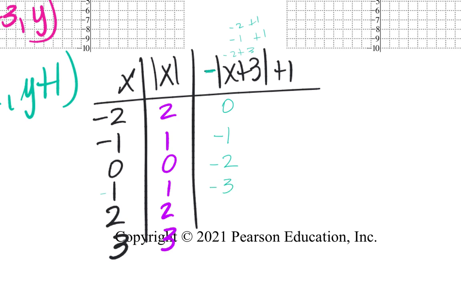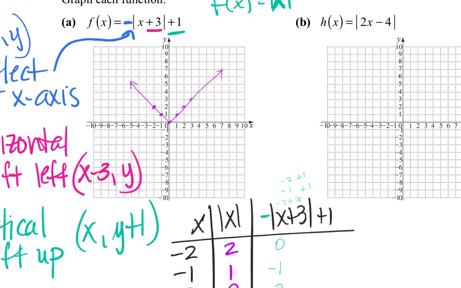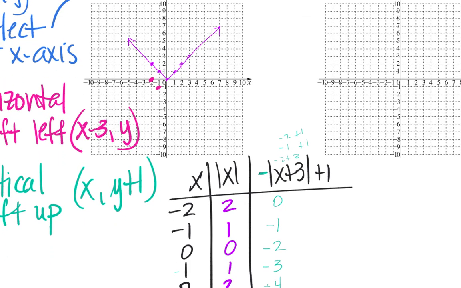2 plus 3 is 5, with a negative out front makes it negative 5. Negative 5 plus 1 is negative 4. And then we've got 3 plus 3 is 6, with a negative, negative 6. Negative 6 plus 1 is negative 5. So now I'm going to plot those points. So now I've got negative 2, 0; negative 1, negative 1; 0, negative 2; 1, negative 3; 2, negative 4; 3, negative 5.